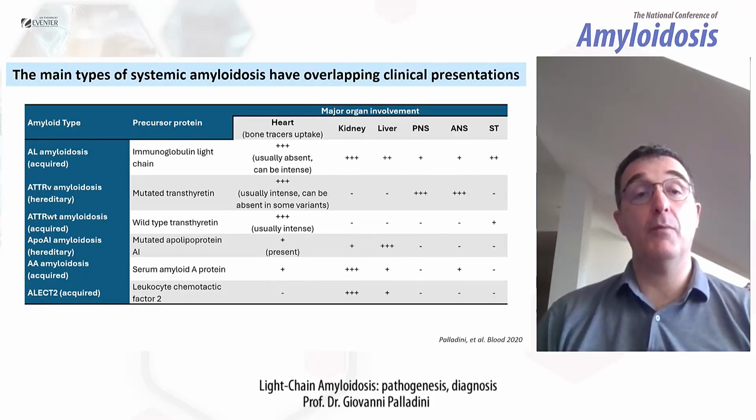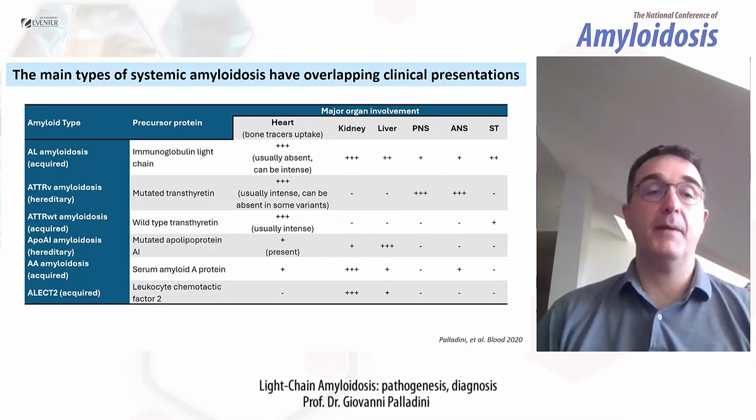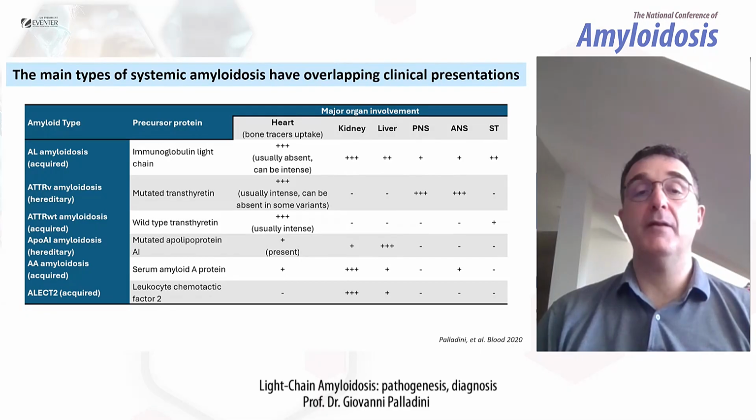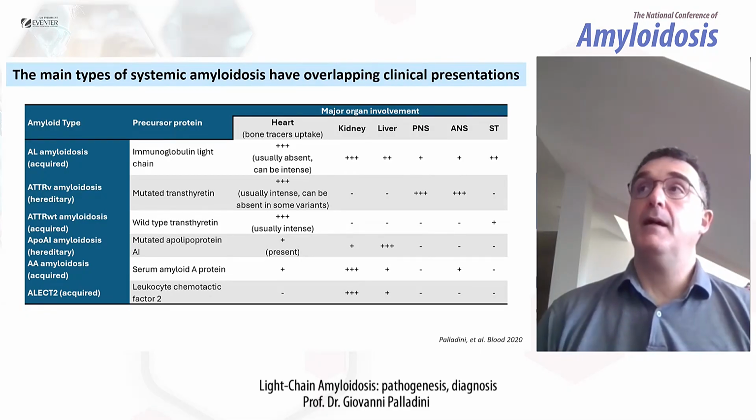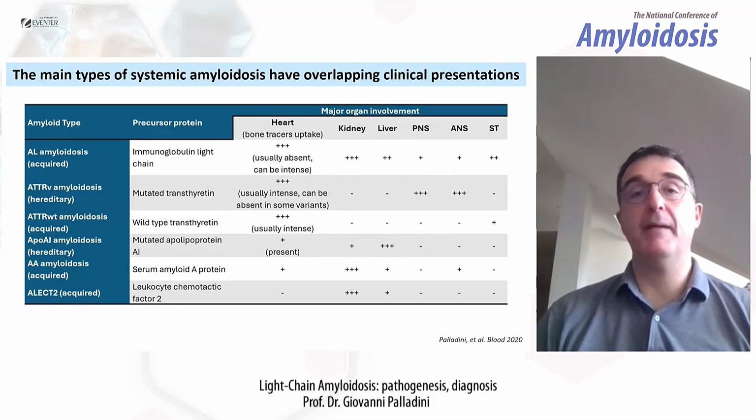Then we have rarer hereditary forms, and in this table you can see apolipoprotein A1 hereditary amyloidosis that is relatively common in Italy, and we can have amyloidosis reactive to chronic inflammation, AA amyloidosis. I am also listing amyloidosis caused by leukocyte chemotactic factor 2. This is very rare in continental Europe, but you can see this particularly in people originating from the Caribbean or Latin America. So as you can see in the table on organ involvement, there is a significant overlap of the clinical manifestations of these diseases.